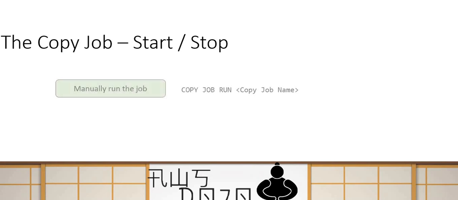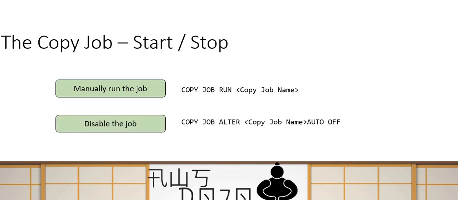Now, this copy job, you can start and stop. Suppose you created a copy job and you want to manually run it, probably for testing purposes. You can manually run the copy job. Suppose you have paused or stopped your job and now you want to manually run it, then you can use this command. And second, suppose you have put your job as auto on and now you want to disable it, because probably you want to change your job name or do something else. Then you can change your job to auto off, which will basically pause or disable the copy job. So basically you can start and stop your job once it is created.